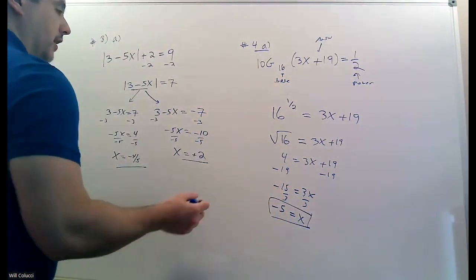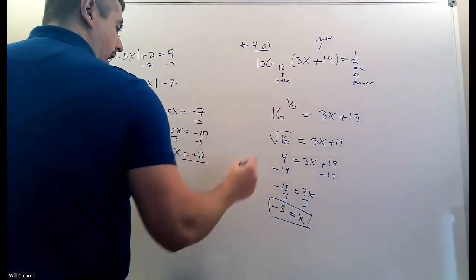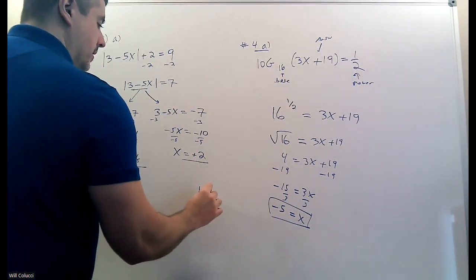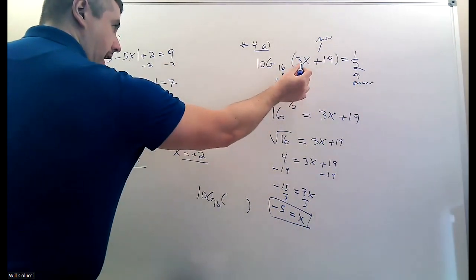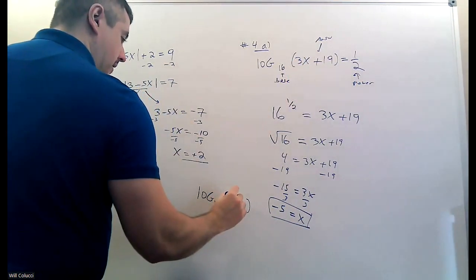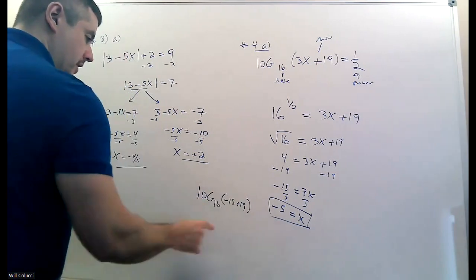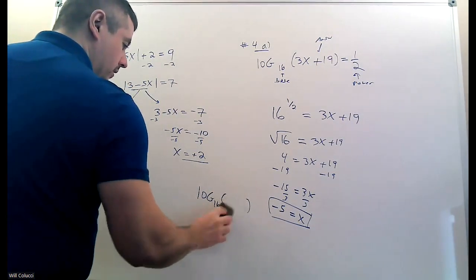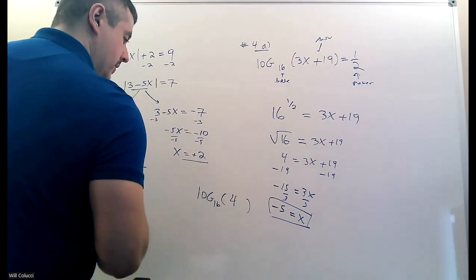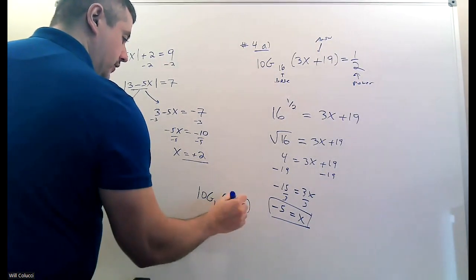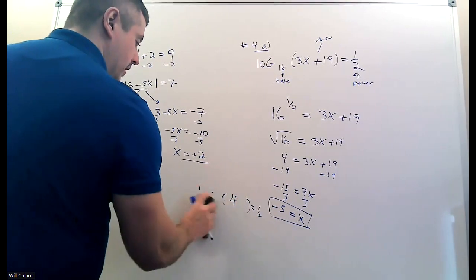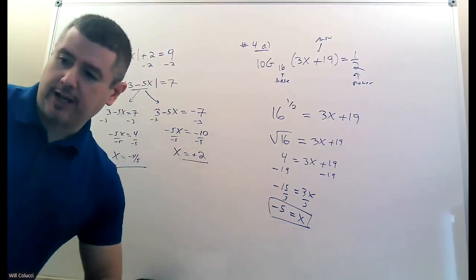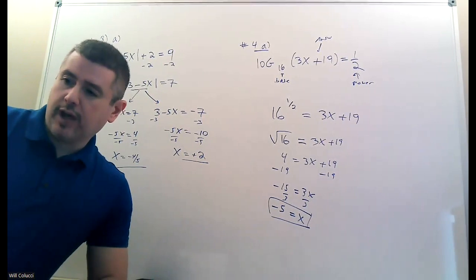Now I'm going to show you real quick that it does work. If you put -5 in there, right, log 16. If you were to put -5, that gives you -15 plus 19. 19 take away 15 is 4. What power of 16 is 4? 1/2, right? 16 to the 1/2 power is 4. It does work. I mean, listen, you don't need to check it, but I'm showing you what to do, okay?